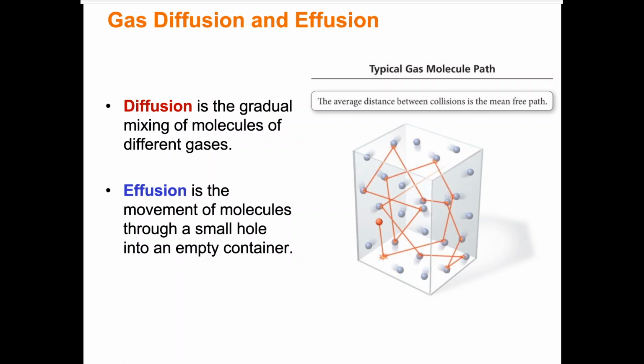The second one, effusion. This is the movement of molecules through a small hole into an empty container. Again, it's going to fill the volume of the room. So if that space contains some empty space with a hole that gas can get into, it's going to consider that part of the space, part of the room, part of the volume. So effusion is moving through a small hole. Diffusion is just mixing, effusion is actually passing through something.